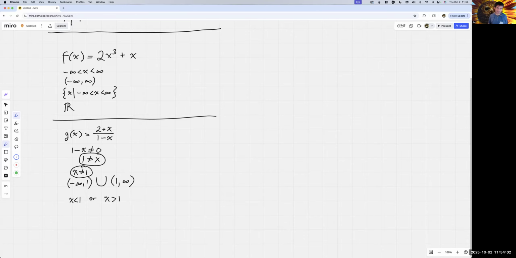I'll mention too that I'm not saying anything about the range. We will work on ranges as we get into each of the individual kinds of functions we're looking at.